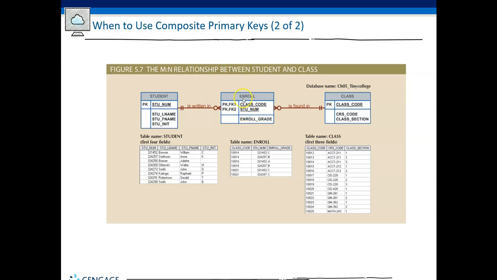This is a weak entity. It has a strong relationship with each table. Enroll, because it has studnum here, has a strong relationship with student. And because it has class code here, it has a strong relationship with class. Each one of these primary keys is part of the entire primary key of this thing. This thing is a weak entity. I don't usually talk about it being a weak entity a lot because it's a special entity that you use for many relationships, but technically it is a weak entity that has a strong relationship with each of the tables involved.